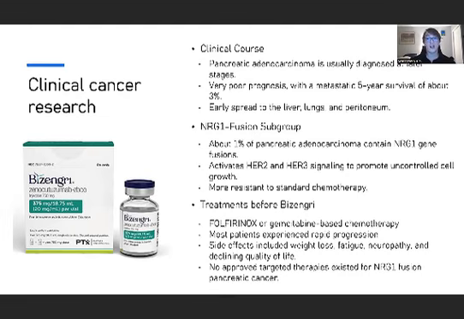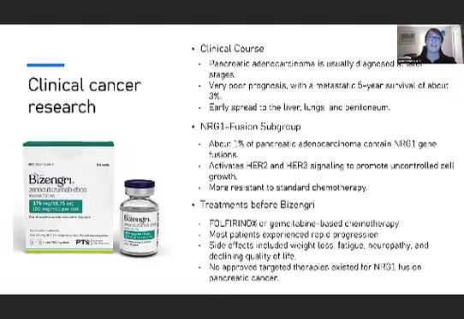When we're specifically talking about the NRG1 fusion subgroup, it accounts for about 1% of pancreatic adenocarcinomas. This specific fusion subgroup is more resistant to standard chemotherapy. Before Bizengri came out, we didn't really have any options for patients with this NRG1 fusion subgroup. We had FOLFIRINOX and some other chemotherapy-based treatments. However, they usually had pretty bad side effects: weight loss, fatigue, neuropathy, just overall declining quality of life. And sometimes they didn't even help that much. We saw about a 10% rate of slowing down the tumor, which usually isn't great. We want to see a little bit higher than that.